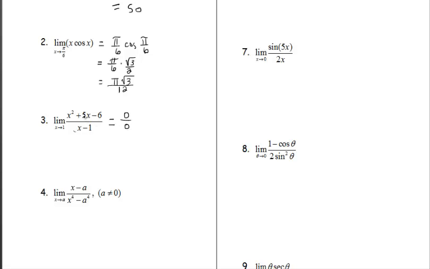If you want to factor, fine. Factor and cancel. Retry the 1. Otherwise, this is where L'Hopital's rule would work. Derivative of the numerator, 2x plus 5. Derivative of the denominator is just 1. Try the 1 again, and you're going to get 7.